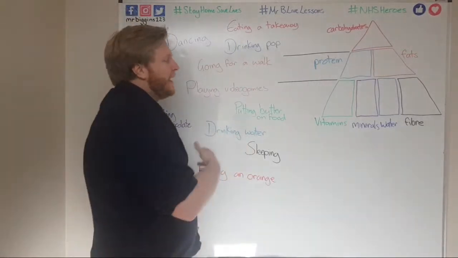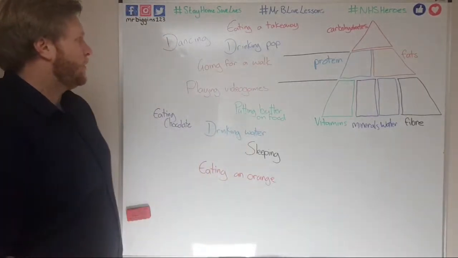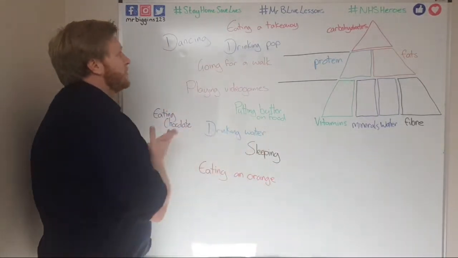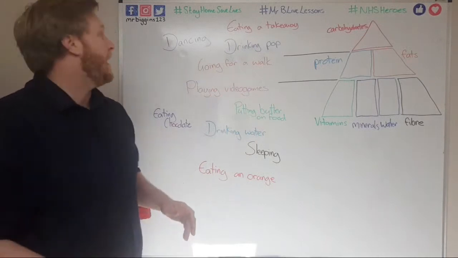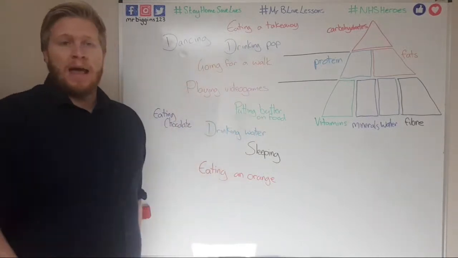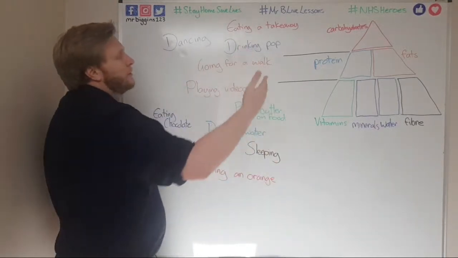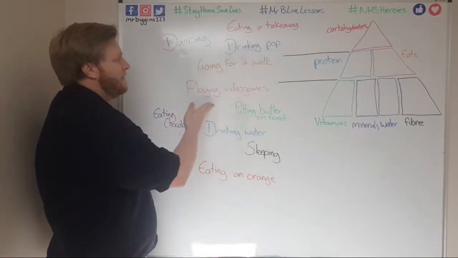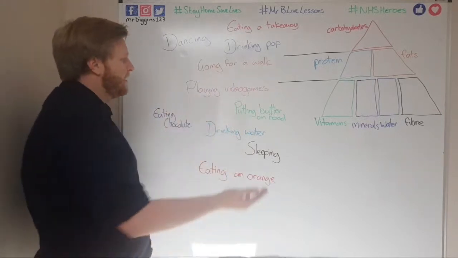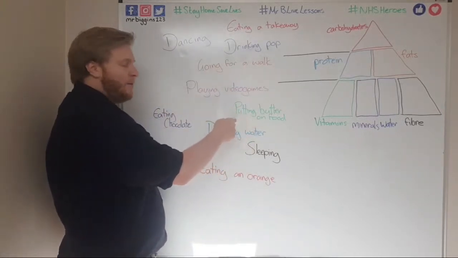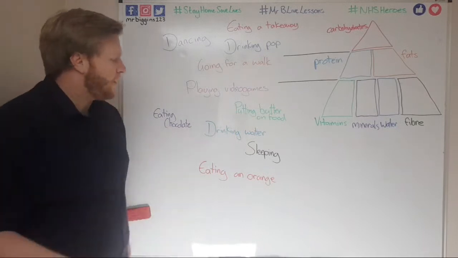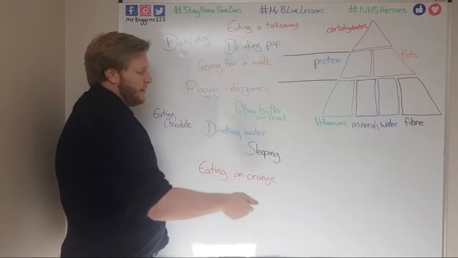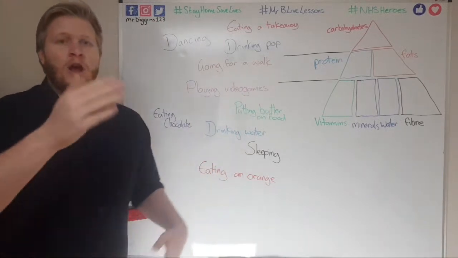But we're going to have a look at these in more detail, okay? So we have lots of things here. Some things are a lot more healthy than the others. So eating a takeaway, probably not very healthy. Dancing, healthy. Drinking pop, not a very healthy thing. Going for a walk, healthy. Playing video games, not the healthiest thing. Putting butter on food, we'll leave that one for a minute, we'll come back. Eating chocolate, not the healthiest. Drinking water, very healthy. Sleeping, healthy. Eating an orange, healthy. So we have those there.